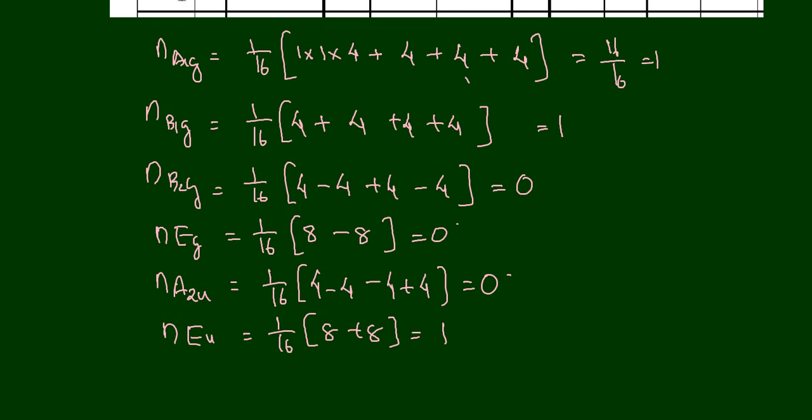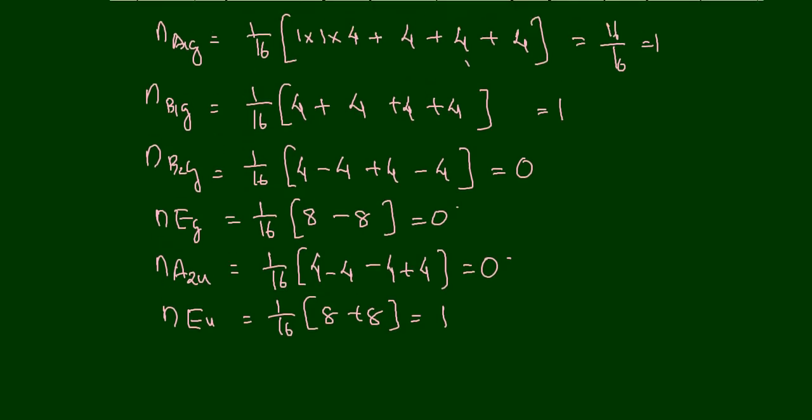So from the reduction formula, now you understand that the reducible representation corresponding to the total character, gamma t, is equal to A1g plus B1g plus Eu. Okay, so this is your result.